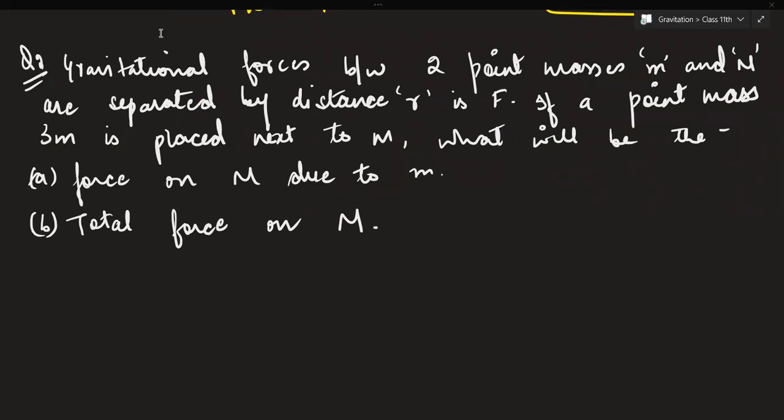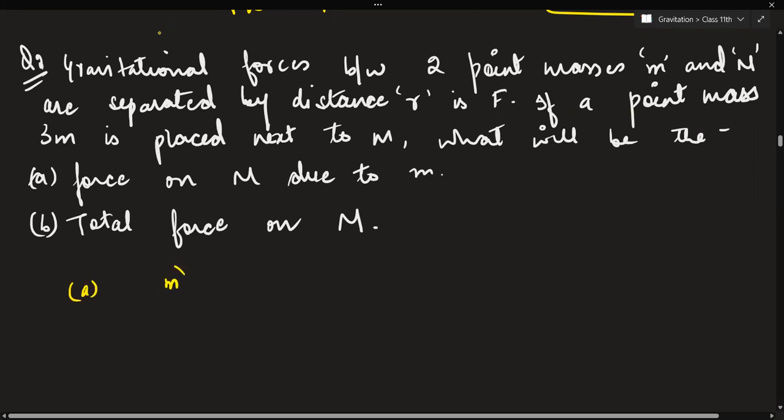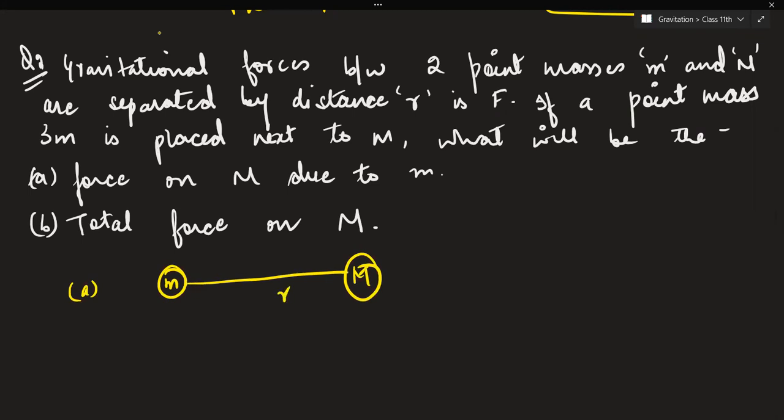See class, this question says that you have 2 point masses, small m and capital M, and they are separated by the distance small r. And now the force between them is F. So F will be G capital M small m by r square, using the data that is given. Now it says if a point mass 3m is placed next to m, what will be the force on capital M due to small m? And what will be the total force on capital M?